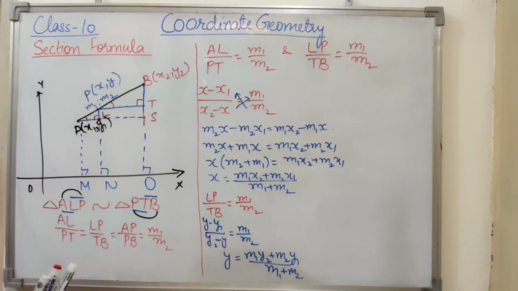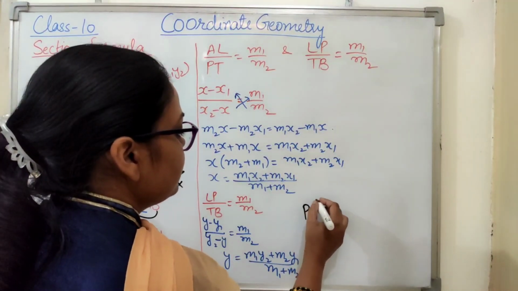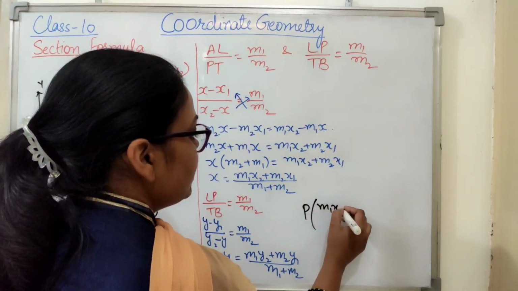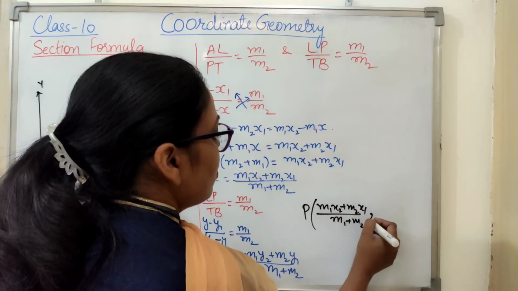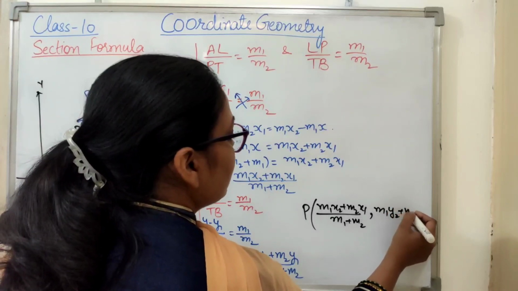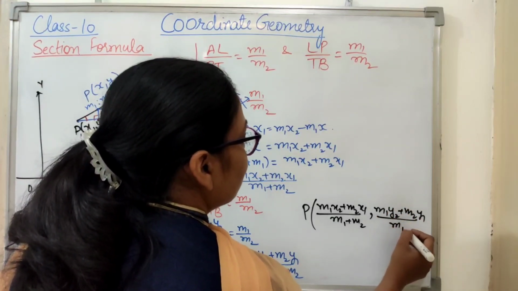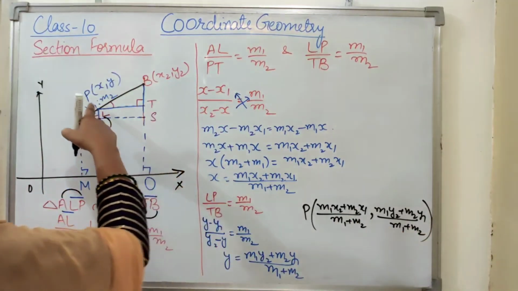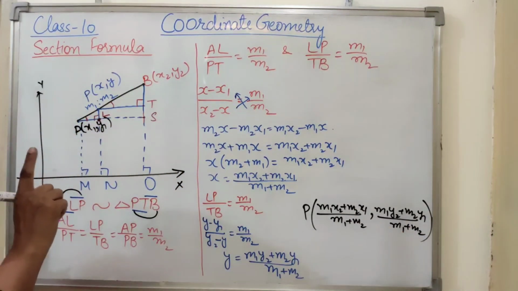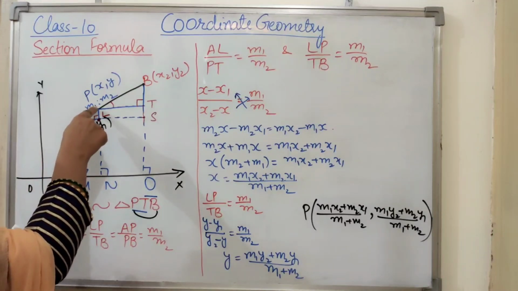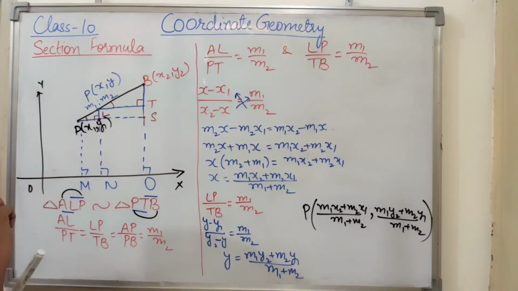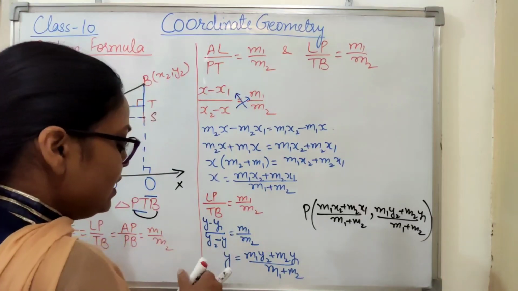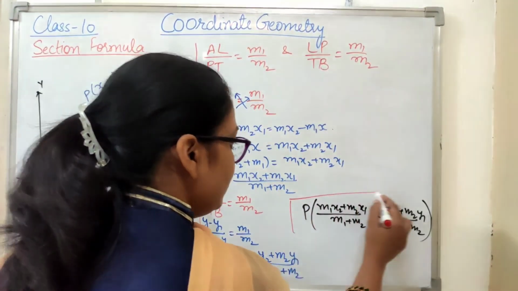So what did we get here? The coordinates of P are m1x2 plus m2x1 upon m1 plus m2, comma, m1y2 plus m2y1 upon m1 plus m2. And this division is internal. We will study only internal division. External division means this point will not be here, it will be outside somewhere, on this line only but outside. But in our syllabus only internal division is there. So this is what we were interested in.